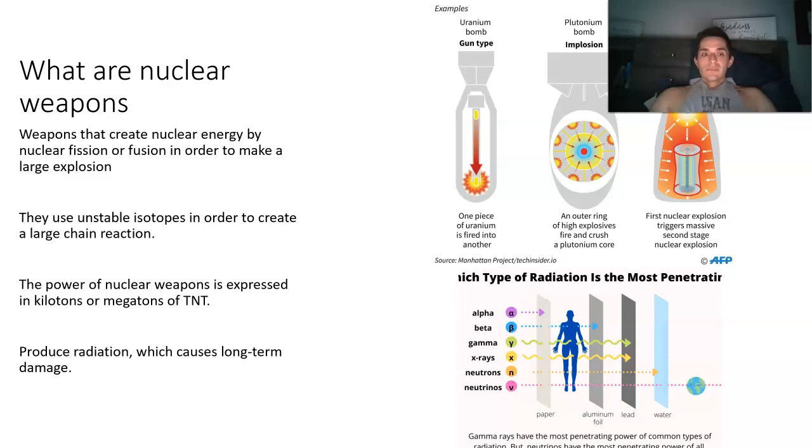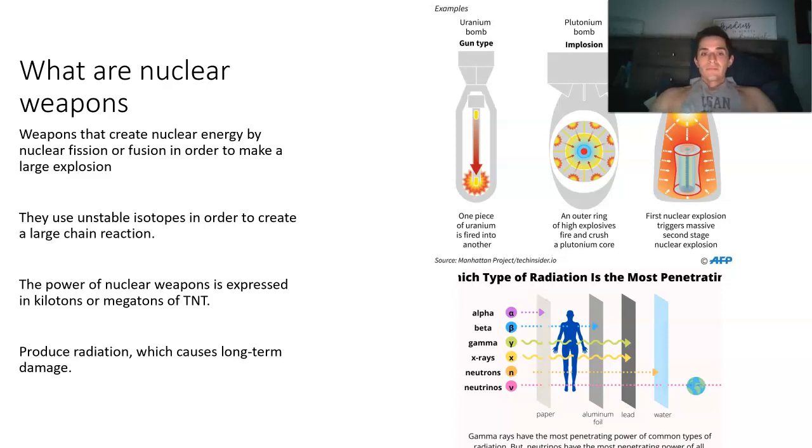So these weapons require unstable elements and isotopes in order to create large chain reactions. And you can see the images over here of how some of those reactions occur. They use different techniques, and we'll cover them individually throughout this presentation.